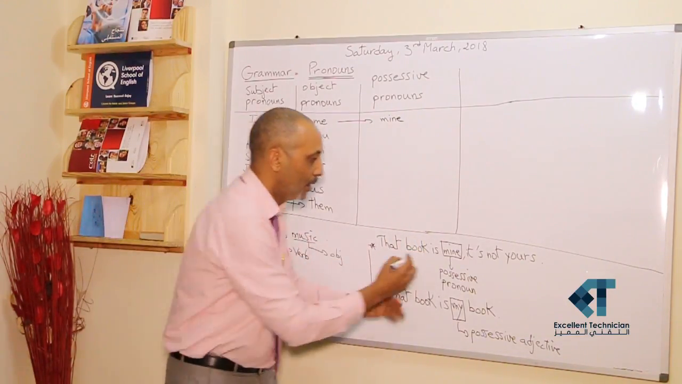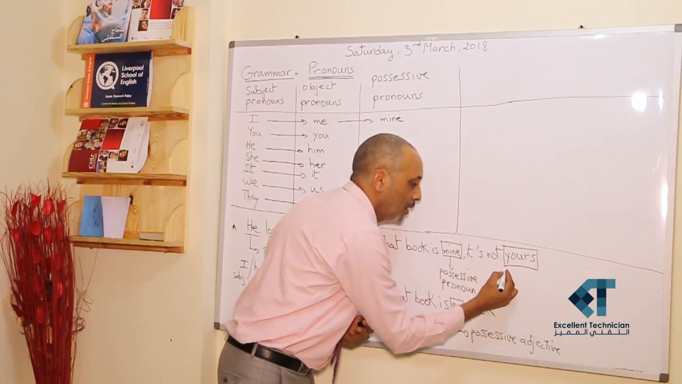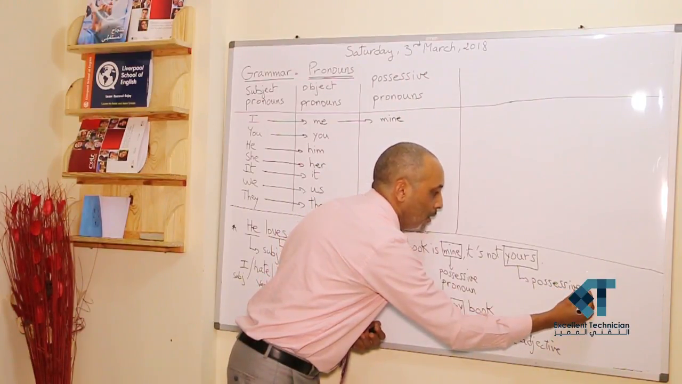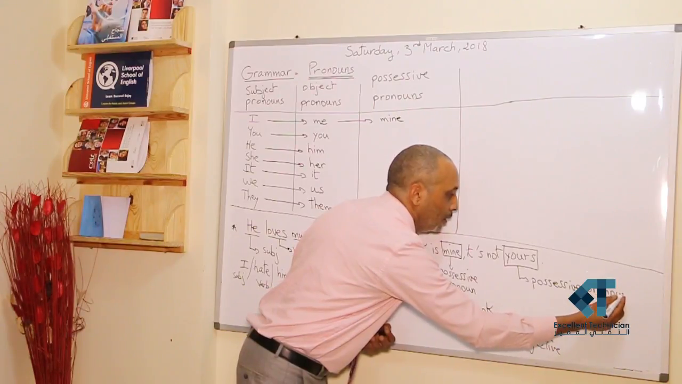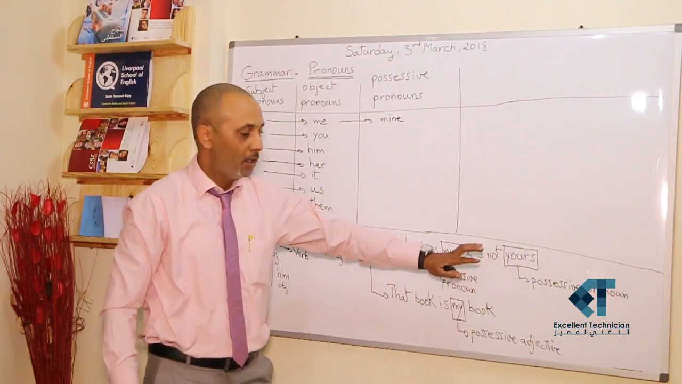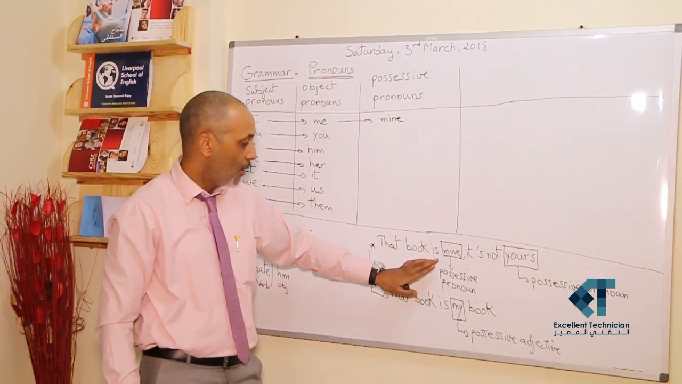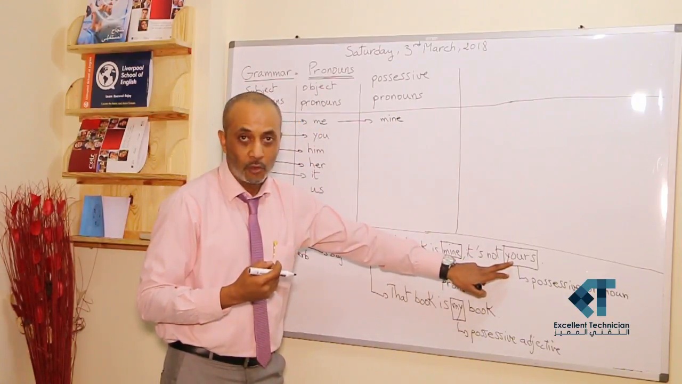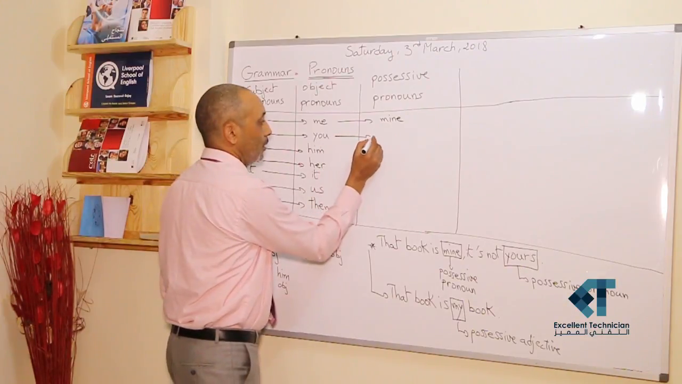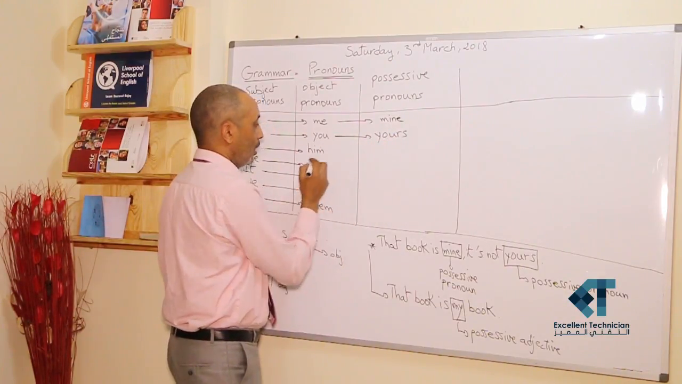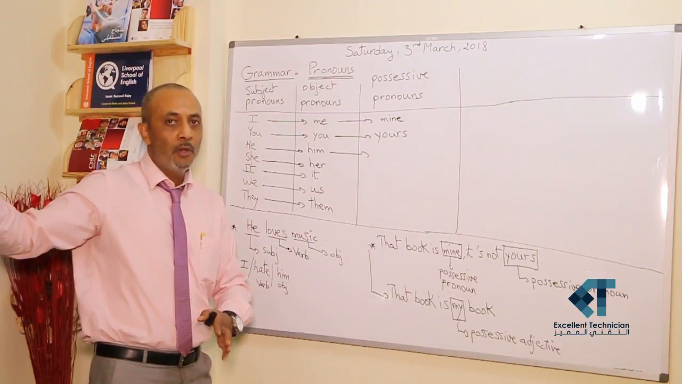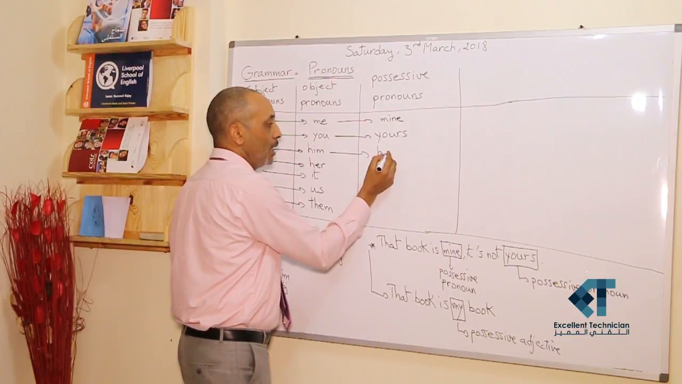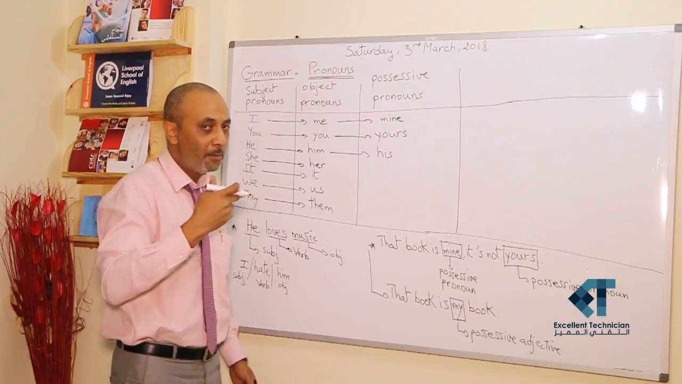Okay? Yours also is a possessive pronoun. So here we have one sentence including two possessive pronouns, one referring to me, which is mine, and one refers to you, that is yours. If we talk about something that belongs to him, it is his. That book is his. It's not mine, it's his.